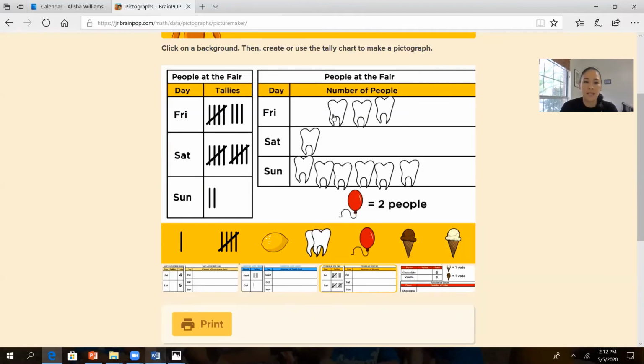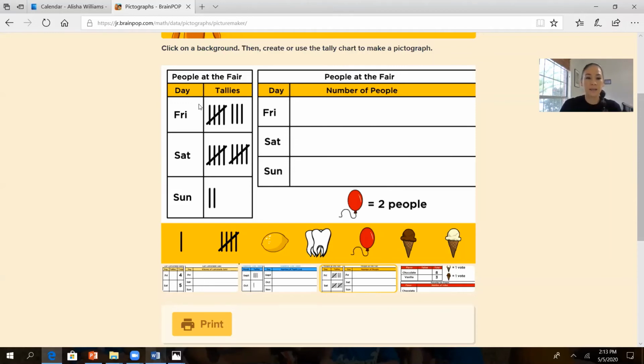Okay, this one is people at the fair. And this one has a different key. If you look at the key, the balloons now equal 2 people. Now it's really important to look at the key because if it only equals 1, I would have way too many balloons. But now I need less because each one equals 2.